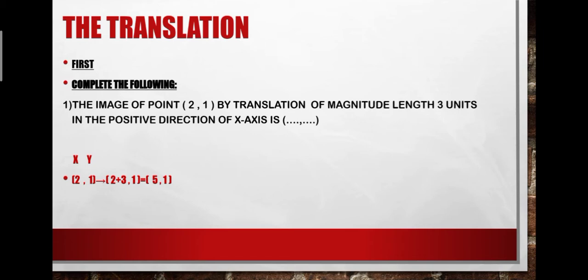I will add 3 to 2. What about the y, which is the 1? I will keep it as it is. So 2 plus 3 equals 5, and the 1, I will keep it. The new point will be (5, 1).